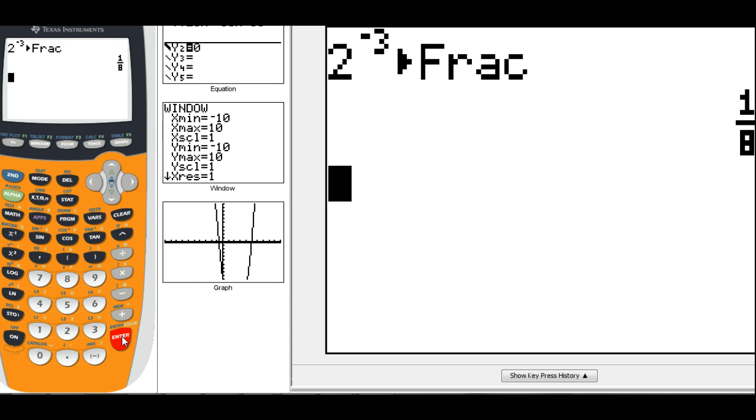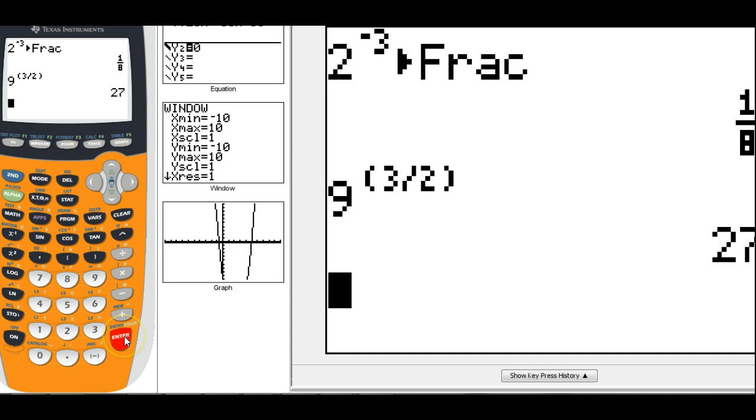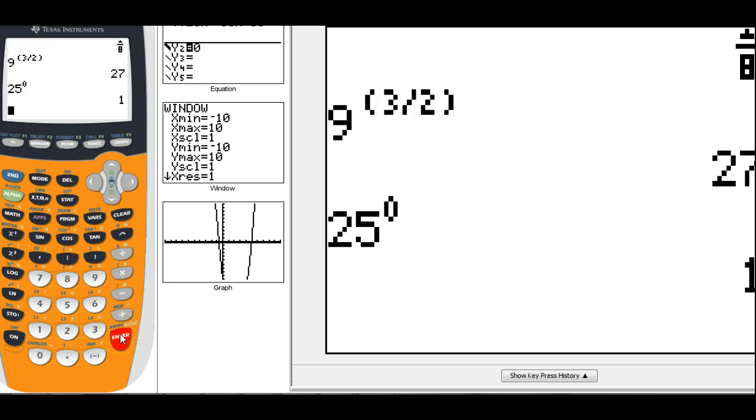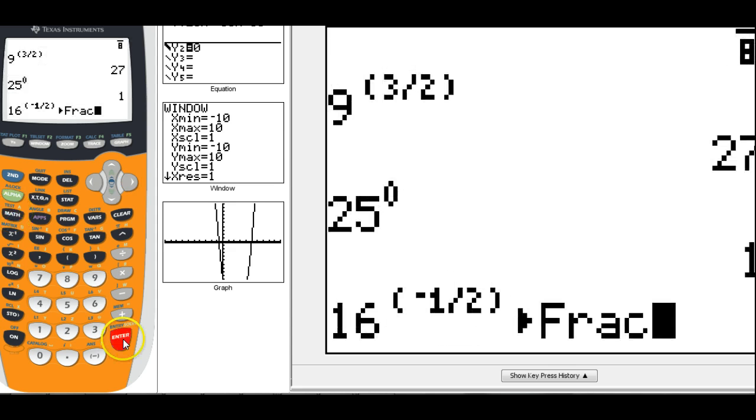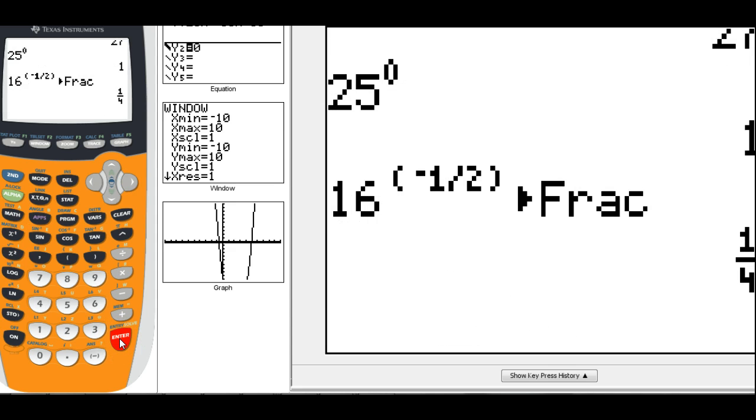All right. Let's try 9 to the 3/2. 9 to the exponent 3 divided by 2. So that'll give us 27. And 25 to the exponent 0, well, we should know that's 1, but we can check it on the calculator. And finally, 16 to the exponent -1/2. Again, if I just press enter here, I'm going to get a decimal value. If I go math fraction, it'll give us the answer we had in our workbook as 1/4. Great.